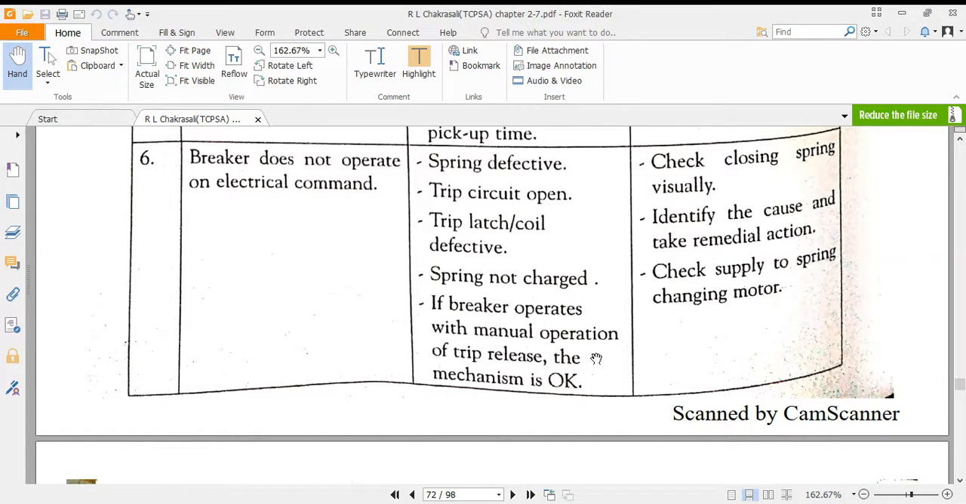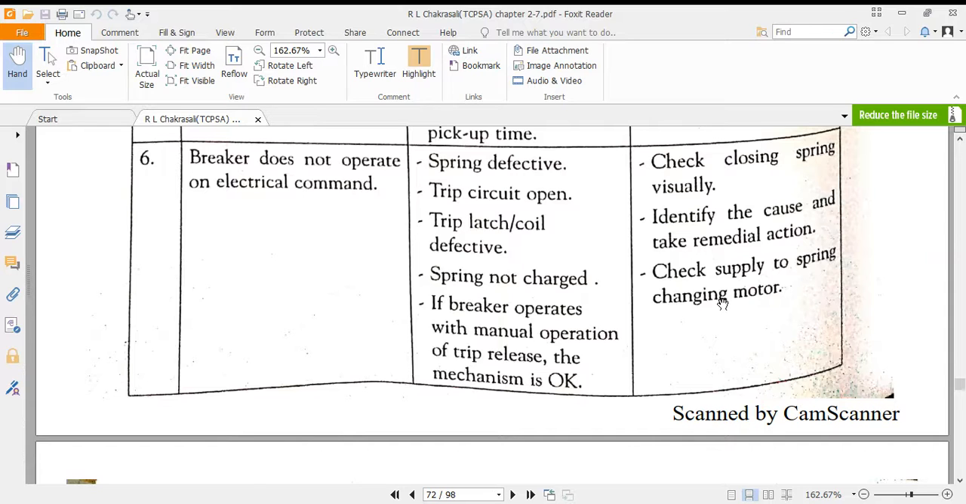If the breaker operates with manual operation of the trip release, the mechanism is okay. For this reason, check the closing spring visually. It means if it is faulty, change it. Visual inspection: identify the cause, take the remedial action. Check supply to the spring charging motor.